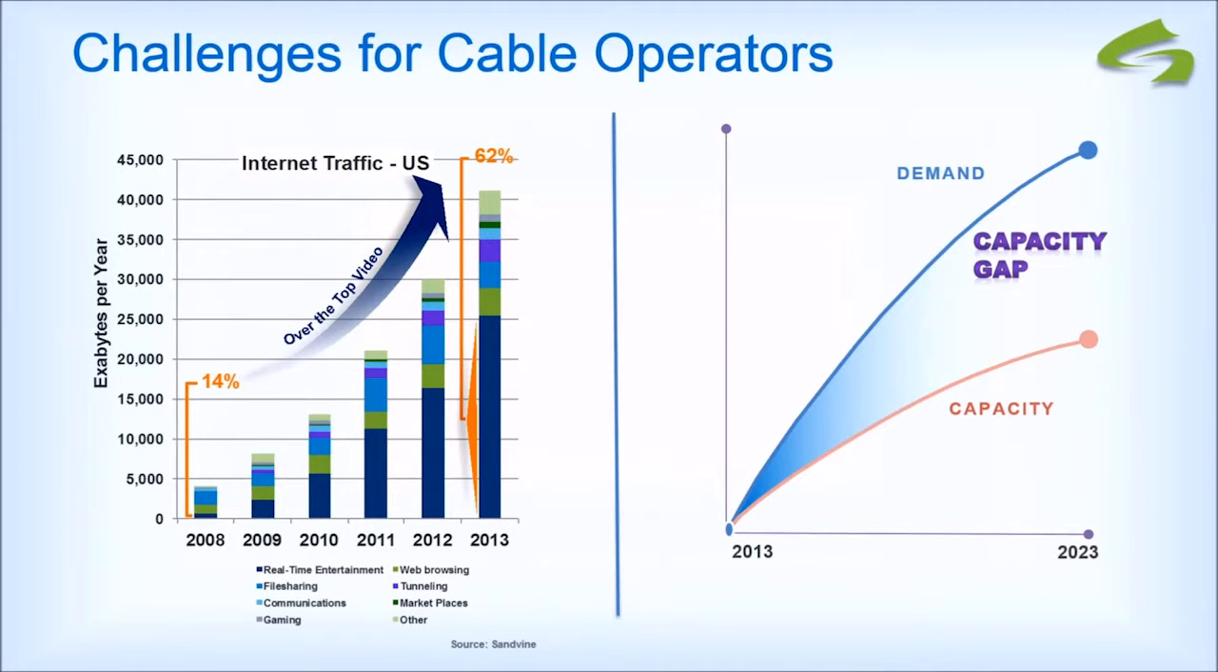Yep. In 2008, IP video represented 14% of US internet traffic. By 2013, that number had grown to over 62%. In that same time frame, total internet traffic grew at an annual pace of 54%. The network simply cannot keep up.